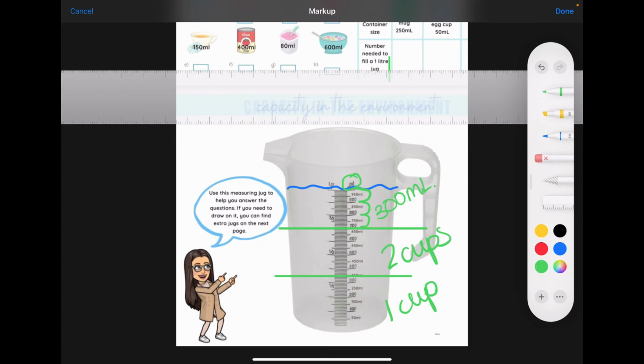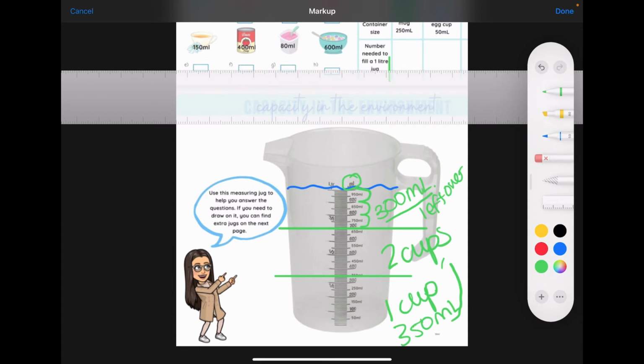So my answer would be that I can fill 2 cups that have a capacity of 350 mils. I can fill them completely twice. However, I still have 300 mils left over. I wonder if someone can figure out what fraction of the 3rd cup I can fill with the remaining 300 mils.